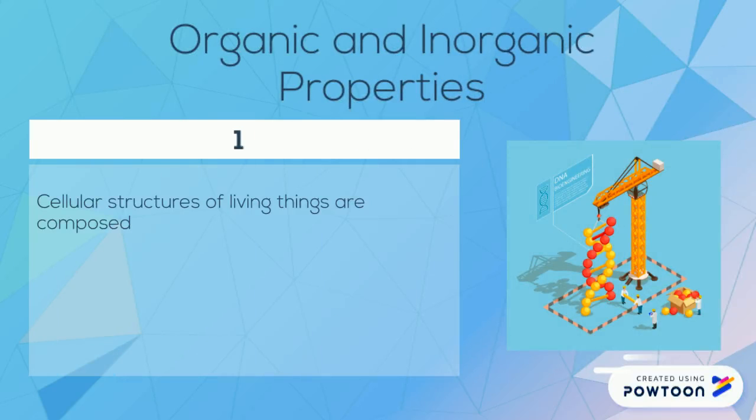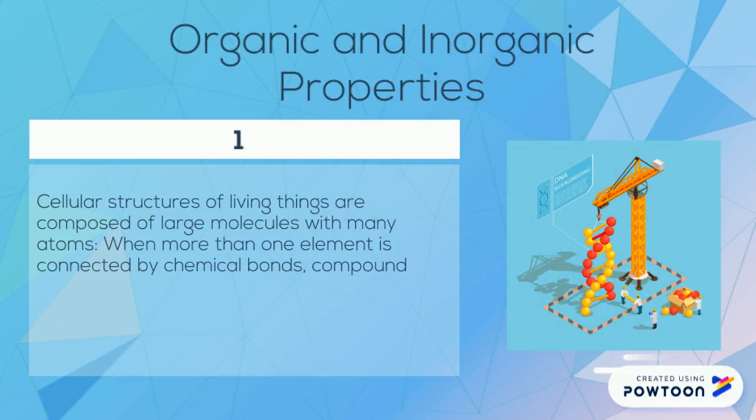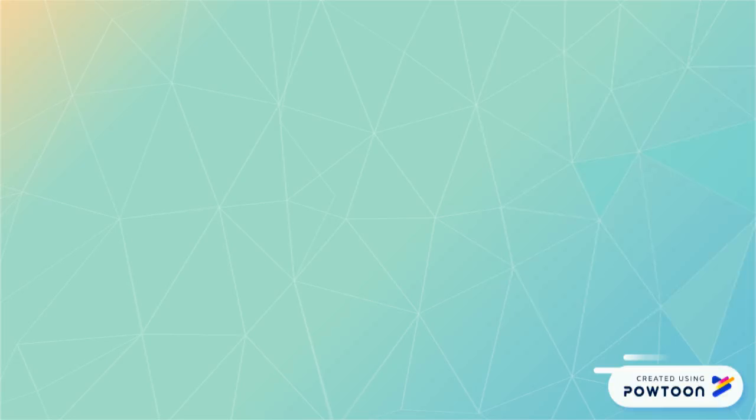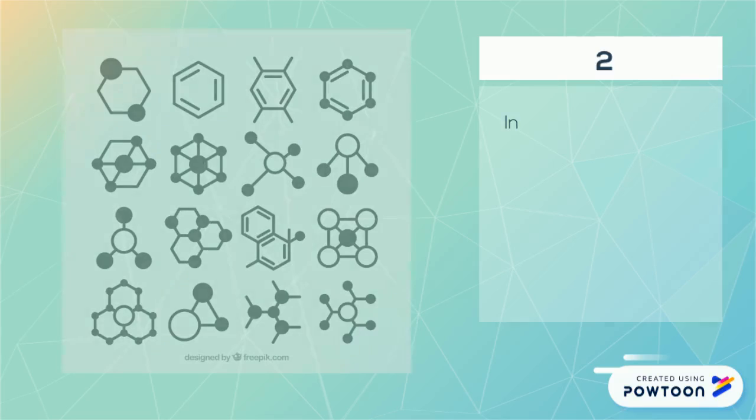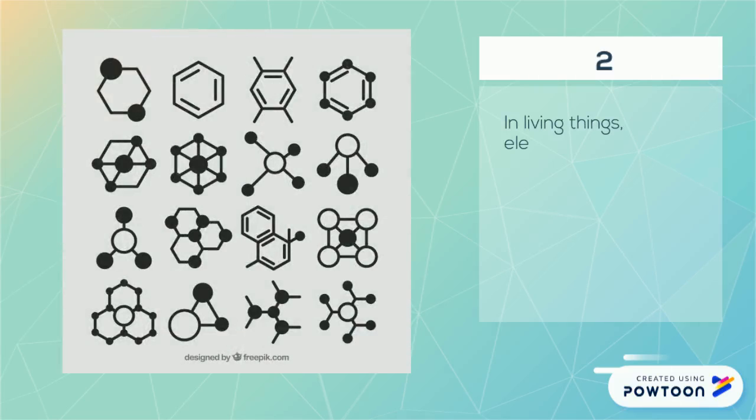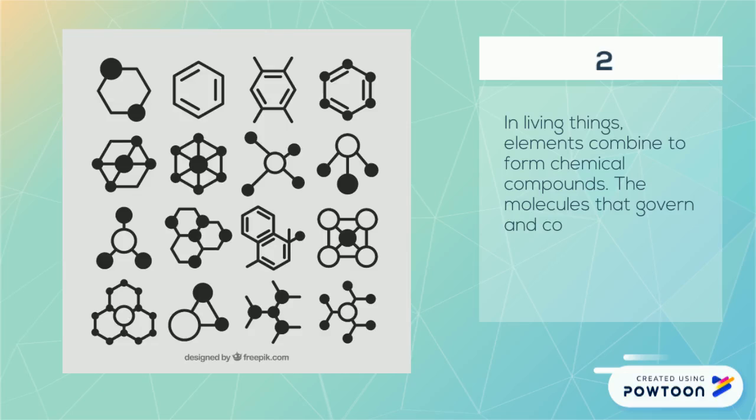Cellular structures of living things are composed of large molecules with many atoms. In living things, elements combine to form chemical compounds. The molecules that govern and control this association in living structure are nucleic acids. In living things, compounds are usually formed by bonding elements such as oxygen, hydrogen and nitrogen to the carbon element.